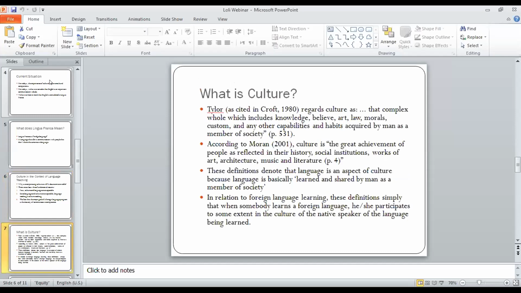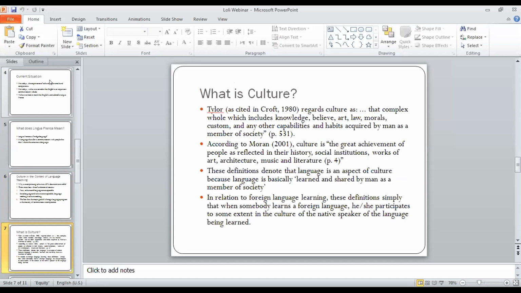So, what is culture actually? Taylor regards culture as the complex whole which includes knowledge, belief, art, law, morals, customs, and any other capabilities and habits acquired by man as a member of society.